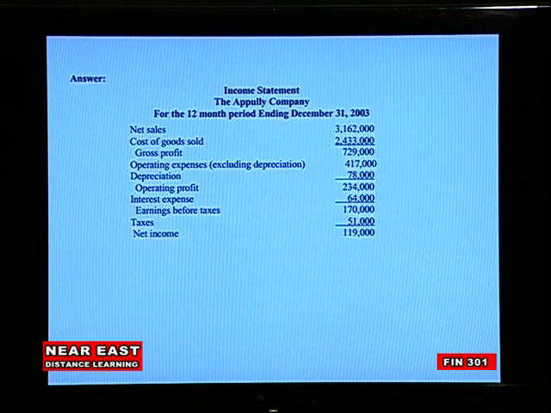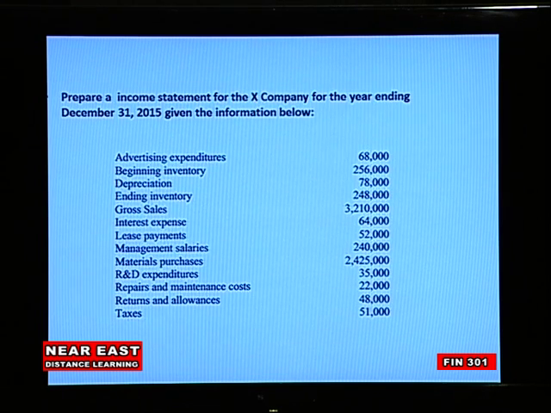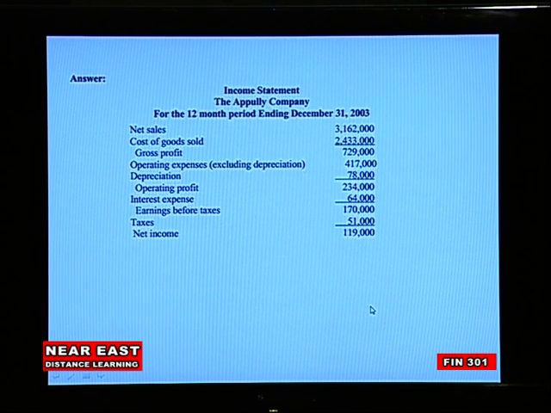Now, the first step when we prepare income statements is to start with the sales. In this example, gross sales are $3,210. After that, we subtract returns and allowances, $48,000. The result, net sales, will be $3,162. After that, we subtract cost of goods sold.